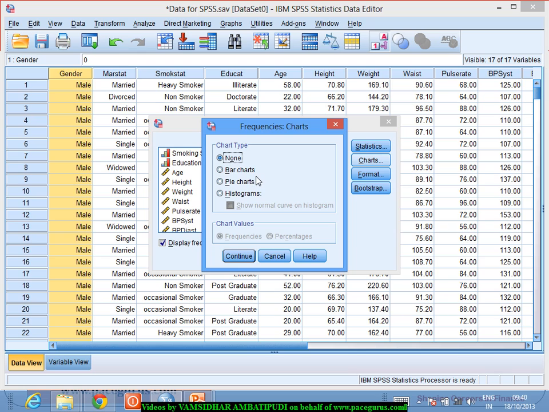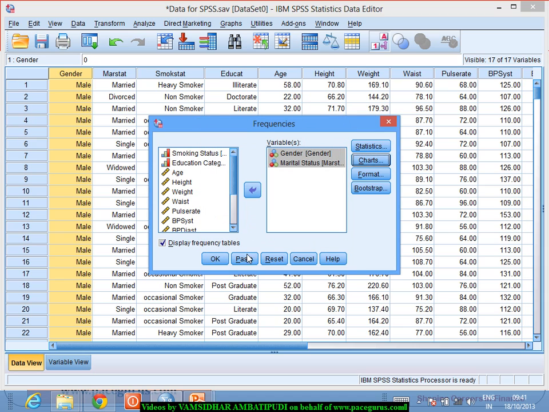So out of this also, if you are working with either nominal or ordinal data, I suggest that you work only with a bar chart and a pie chart. We'll discuss both of them. Pie chart and bar chart are the two charts which are appropriate for nominal and ordinal data. Whereas when we are dealing with scale data, we would be looking at using histograms also. So for the time being, I am selecting the pie chart, right? And we can simply say OK here.